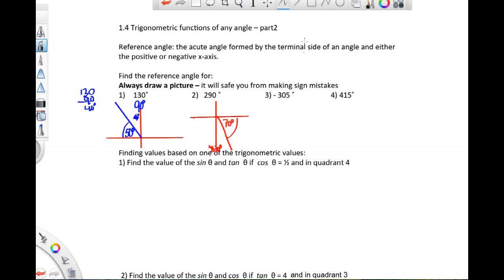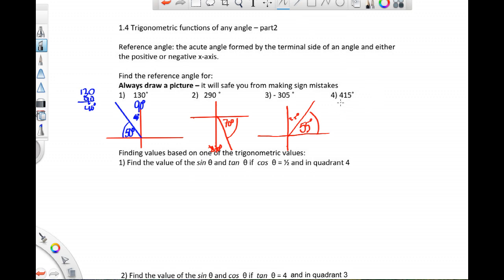Negative 305. So in the negative direction, this would be negative 90, negative 180, negative 270. Right? And then I need to go 35 more this way. So 35 is not to halfway. So if this is 35, then 90 minus 35 would be 55, and the reference angle here is 55. Notice the reference angle is always positive.